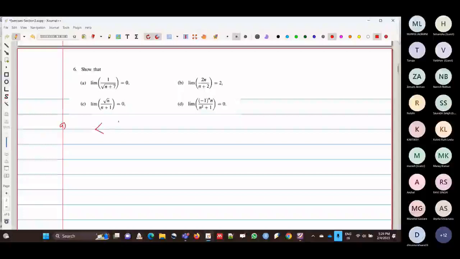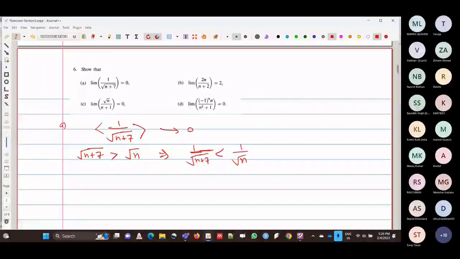So we have here the sequence 1 upon square root of n plus 7, and we need to prove that this converges to 0. For this, we know that square root of n plus 7 is always greater than square root of n, because this 7 is positive, we have added there. So this implies that 1 upon square root of n plus 7 is less than 1 upon square root of n. Fine.